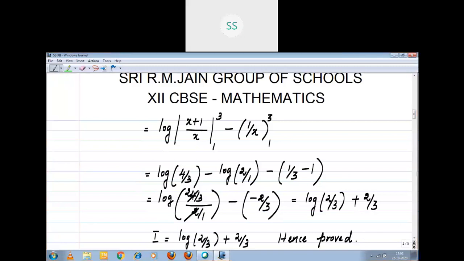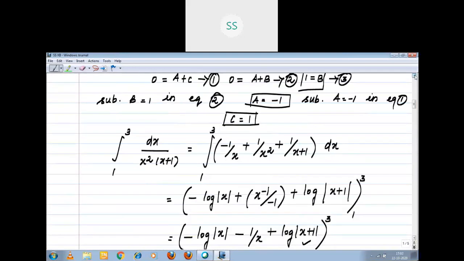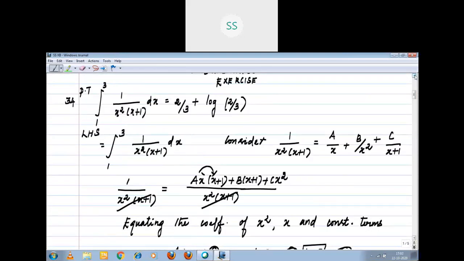Hence proved. Thank you. Once again I will repeat the sum. You have to listen carefully, children. See here, the given integral is dx divided by x square into x plus 1, equal to 2 by 3 plus log of 2 by 3, which you want to prove. The given integrand we cannot integrate directly. You are going to adopt partial fraction.